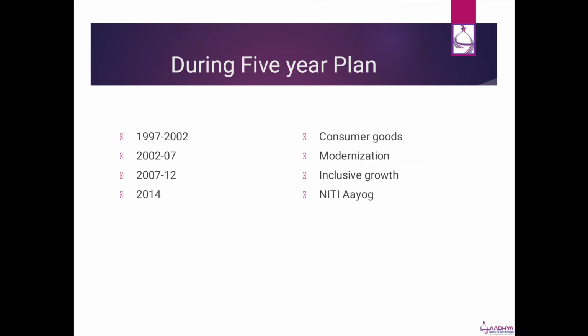In the 2002 to 2007 plan, more focus was given to modernization, how to use the recent updated tools so that we are able to get maximum production. Then 2007 to 2012, other than industry, they focused on people and human resources, and how to go for inclusive growth, meaning those who were not included earlier, now they want to include them as well.